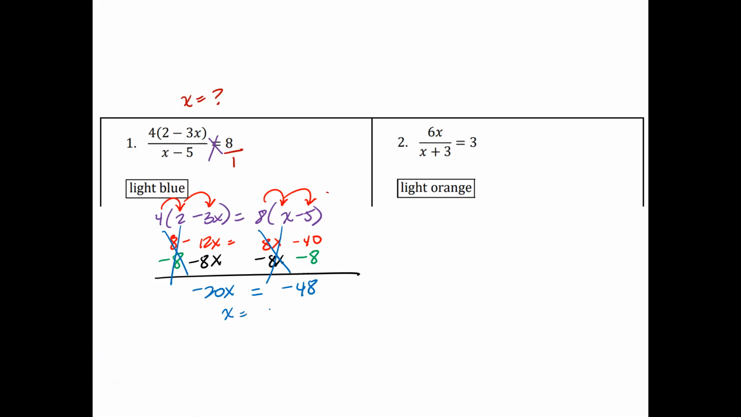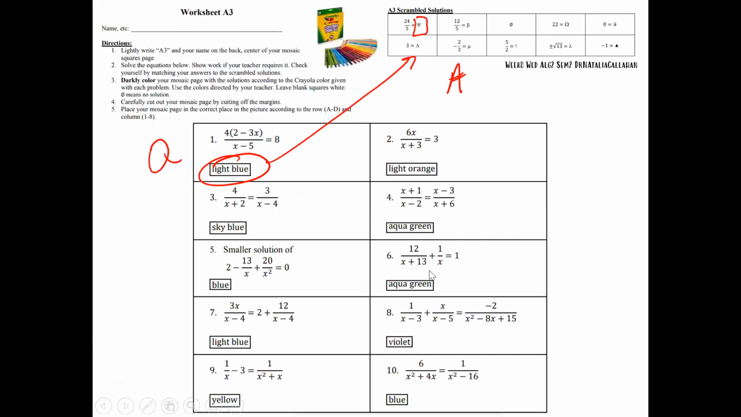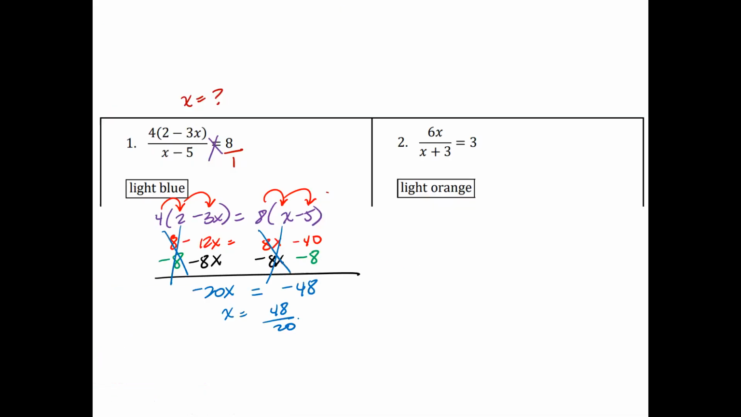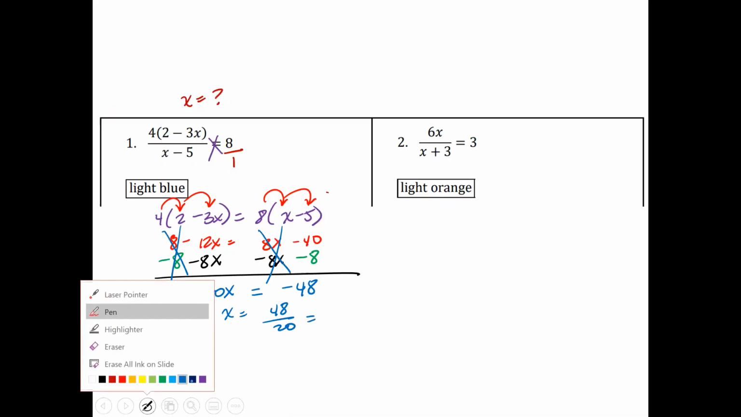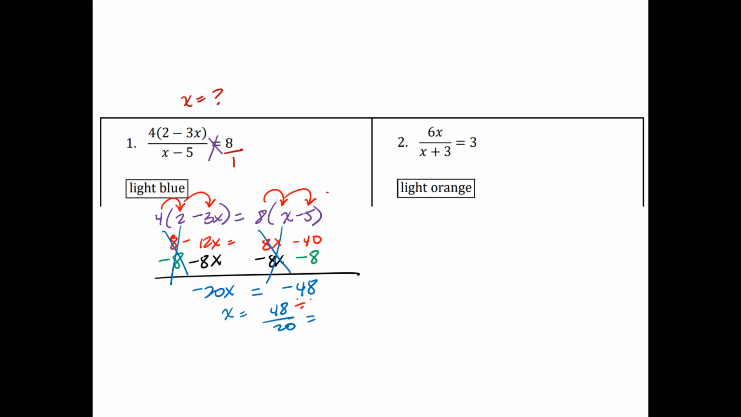And then when you divide this, it's a 48 over 20. And I'm going to have to reduce this. So if I reduce it, what is that going to be? I can reduce it by 2, which will give me a 24 over 10. But then I notice I can keep going by reducing it by 2, which will give me a 12 over 5.